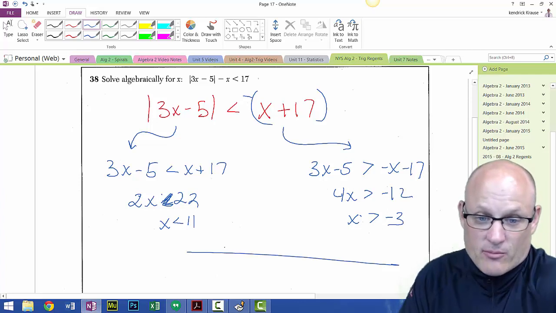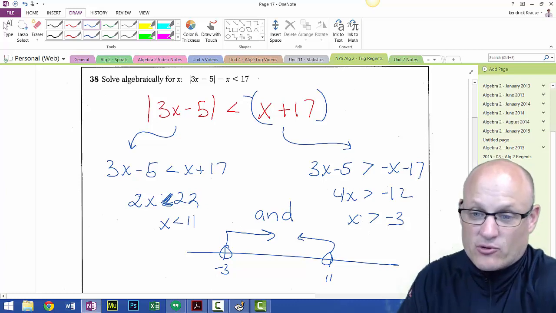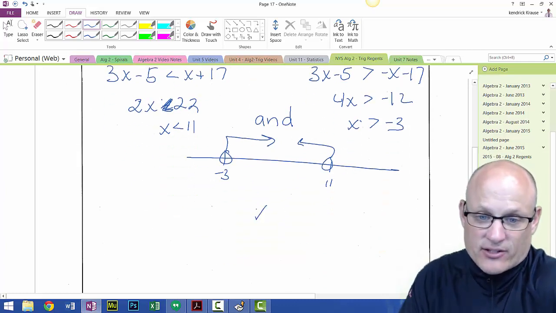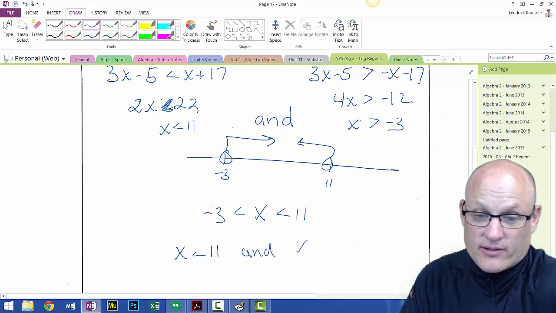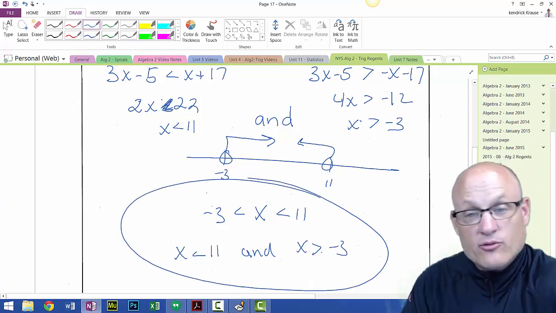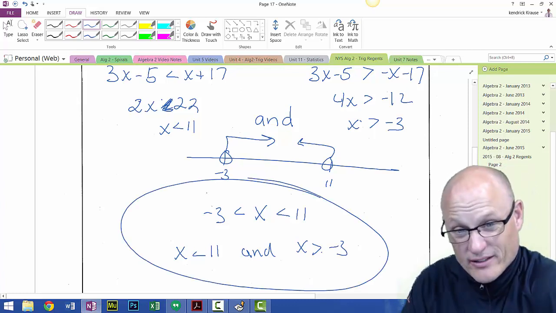And if I look at it on the number line, here's -3, here's 11, less than, greater than. So you needed to put the word and in here. That would have given you full credit if you put and in there. The best answer clearly is just to do this. But if you'd done this, x is less than 11, and it has to be an and because you're connecting the dots, x is greater than -3. Either one of those answers will be sufficient to give you full credit.